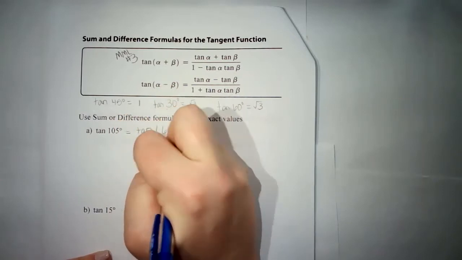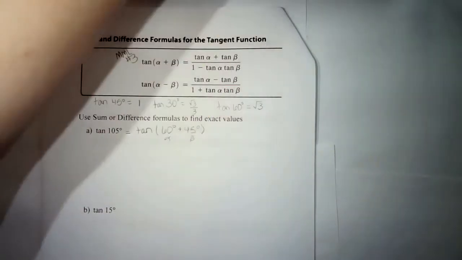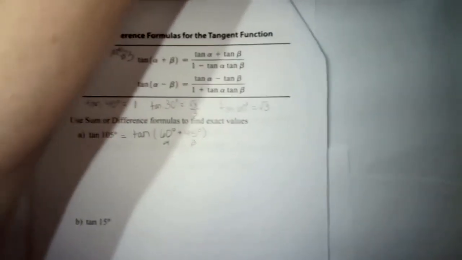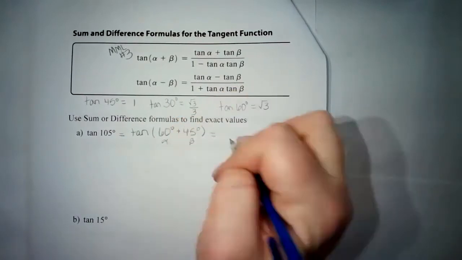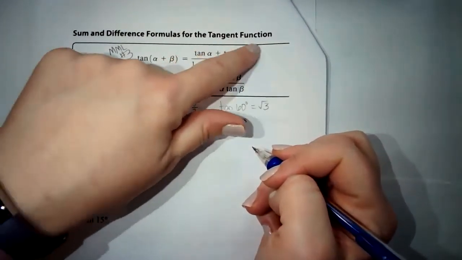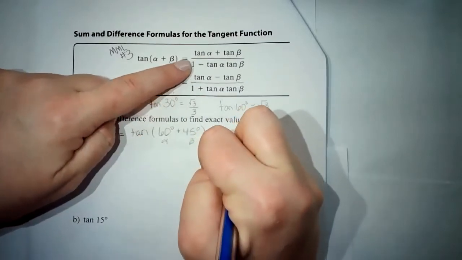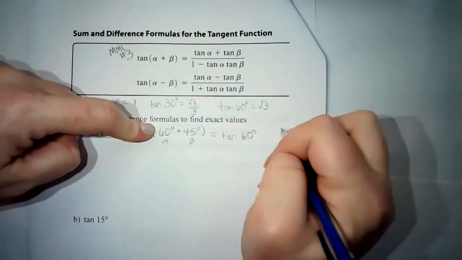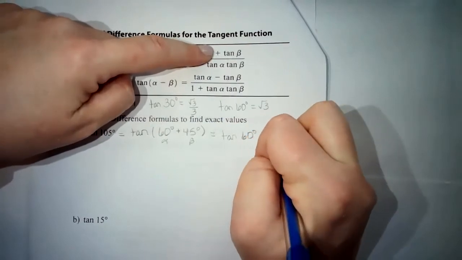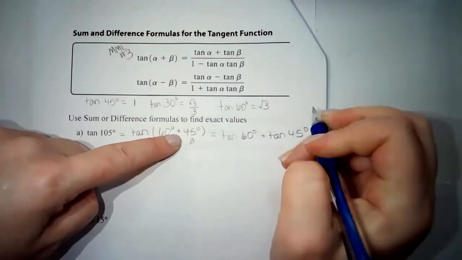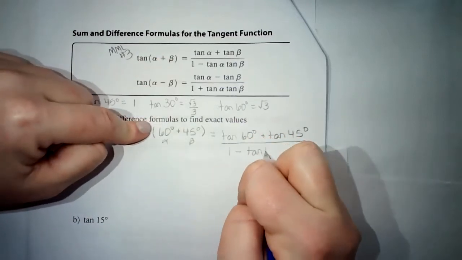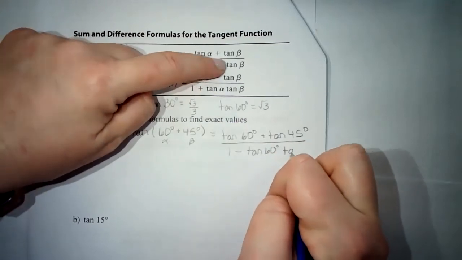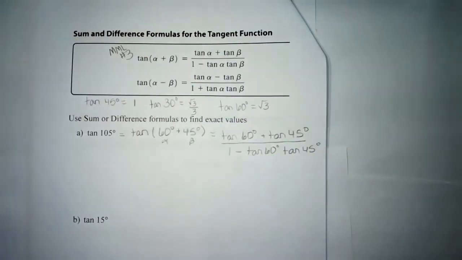Here's alpha, there's beta. Let me lower this a little bit more, see if that helps. Okay, here we go. Since I'm adding, I'm up here in this situation. So I'm going to have the tangent of alpha, which is 60, plus the tangent of beta, which is 45, all over 1 minus tan of 60 times the tan of 45. Everybody agree with that? That's what that means.